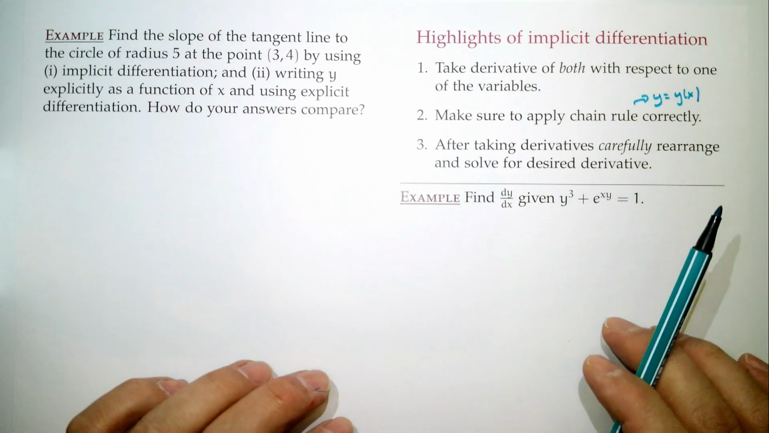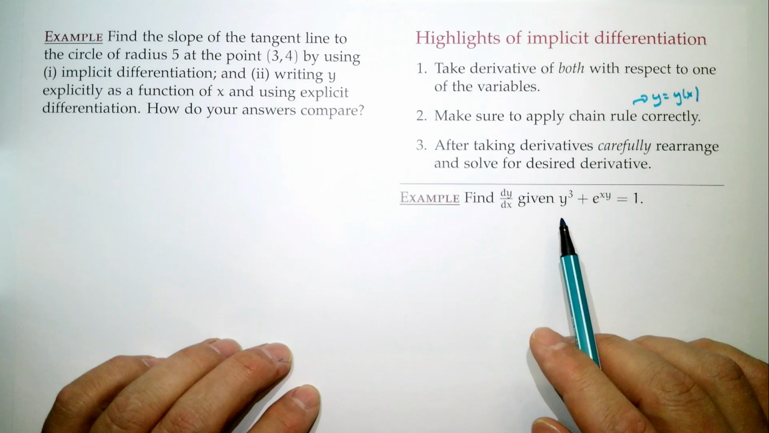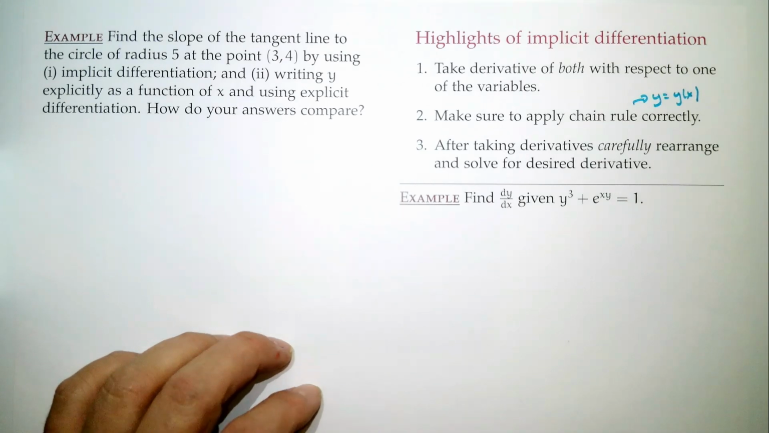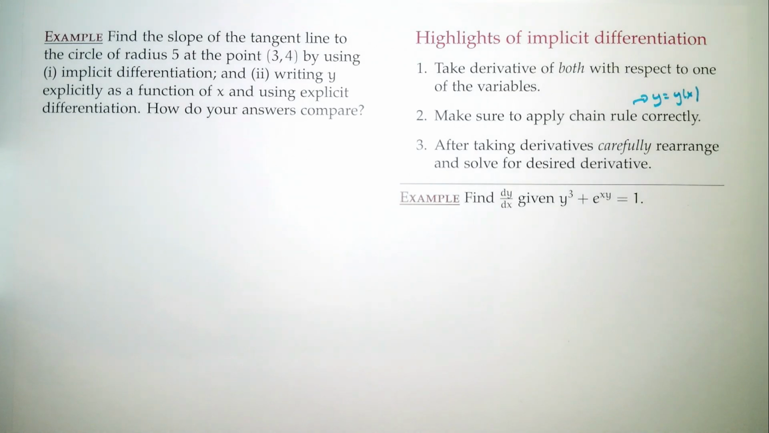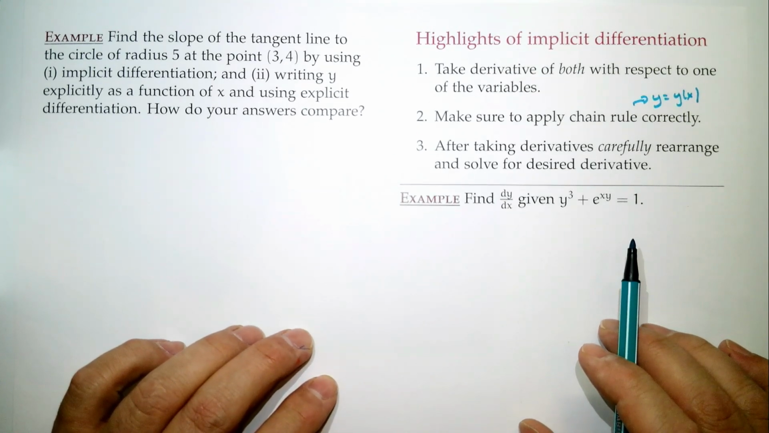So let's see. Find dy dx given y cubed plus e to the xy equals 1. So this is something where we can't solve for y in terms of x. It is possible to solve for x in terms of y, but that would be if we wanted dx dy. That's a different session. That's not for today. All right. So find dy dx.